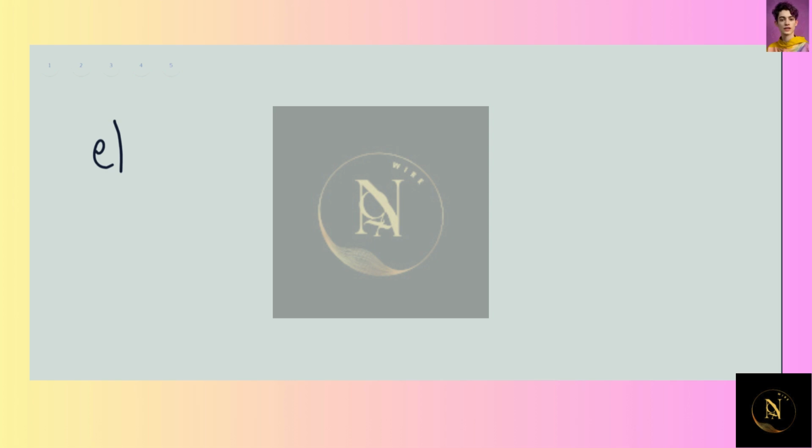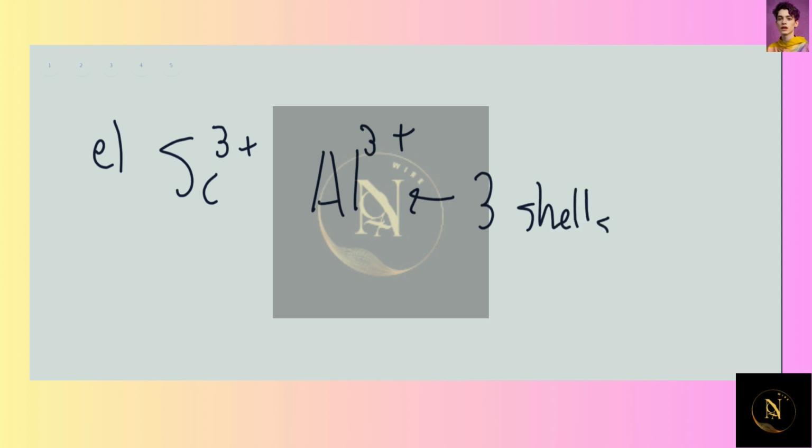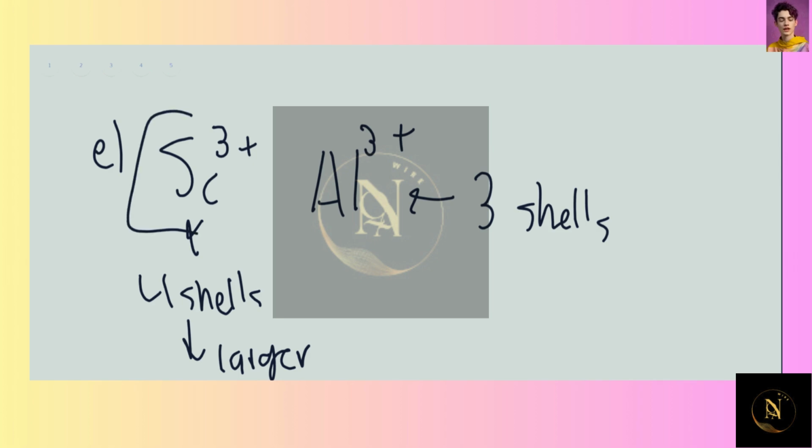All right, here I'm comparing between these two, and they both have the same charge. However, if I look at the periodic table, aluminum is above Sc, so this has 3 shells, this has 4 shells. This means it has a larger volume and hence a lower charge to volume ratio. And so this is our winner.